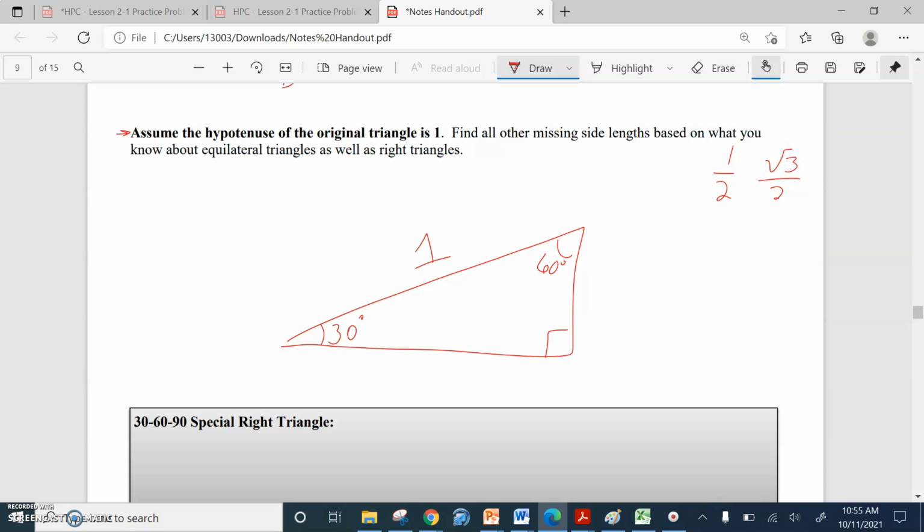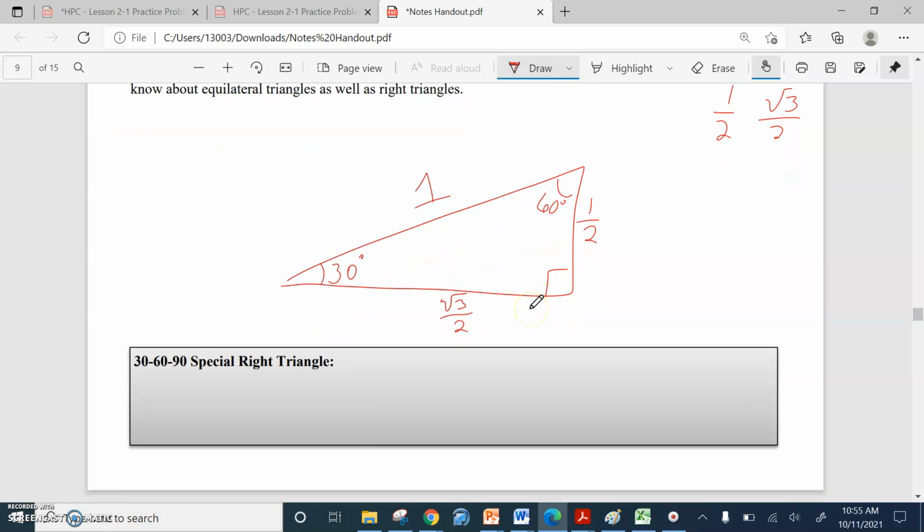1 over 2 and the square root of 3 over 2. Well, without knowing the exact value of the square root of 3, I know it's bigger than 1. So this fraction is bigger than 1/2. So that means that the square root 3 over 2 side length has to go with the larger angle, 60.